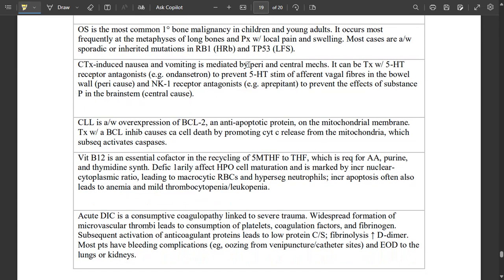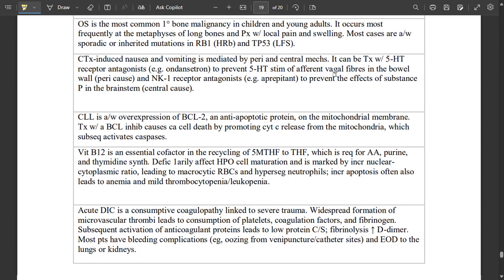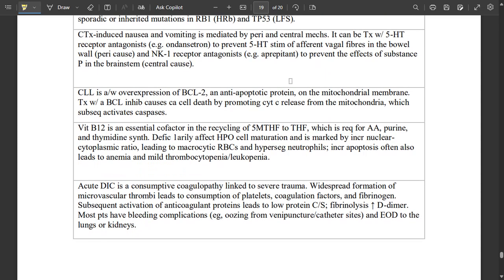Chemotherapy-induced nausea and vomiting is mediated by peripheral and central mechanisms. It can be treated with ondansetron, a 5-HT3 antagonist, to prevent stimulation of afferent vagal fibers in the bowel wall, the peripheral cause, and with an NK1 receptor antagonist such as aprepitant to prevent the effects of substance P in the brainstem. Substance P stimulates the vomiting center in the brainstem and can be inhibited by aprepitant, while the peripheral bowel vagal fibers are stimulated by 5-HT3. Blocking it therefore decreases the chance of vomiting as well.